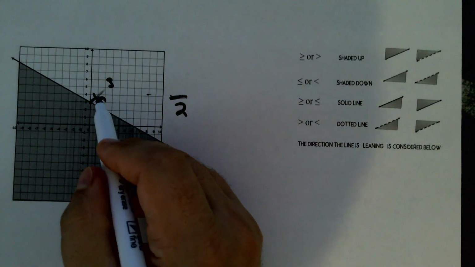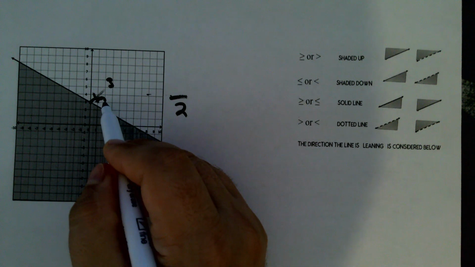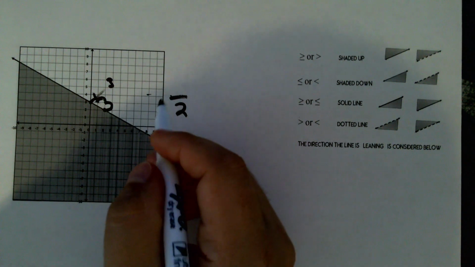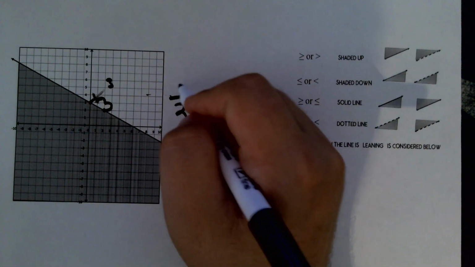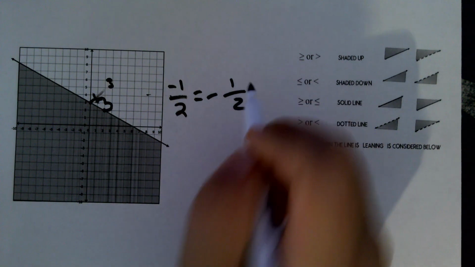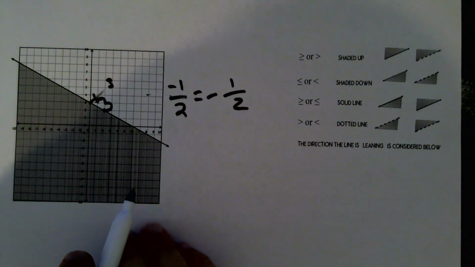And now whether you go up or down determines whether the numerator is negative or positive. And so this is going to go down. So my ratio on the top is -1, and we can just rewrite this as -1/2. Okay, so that's our slope.